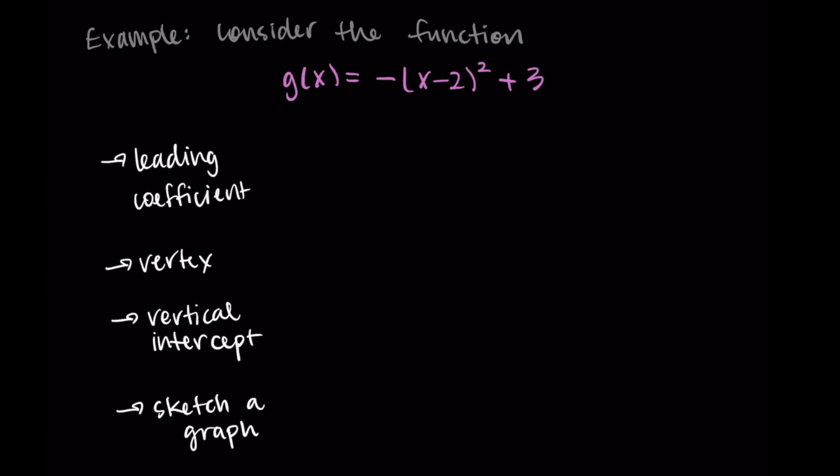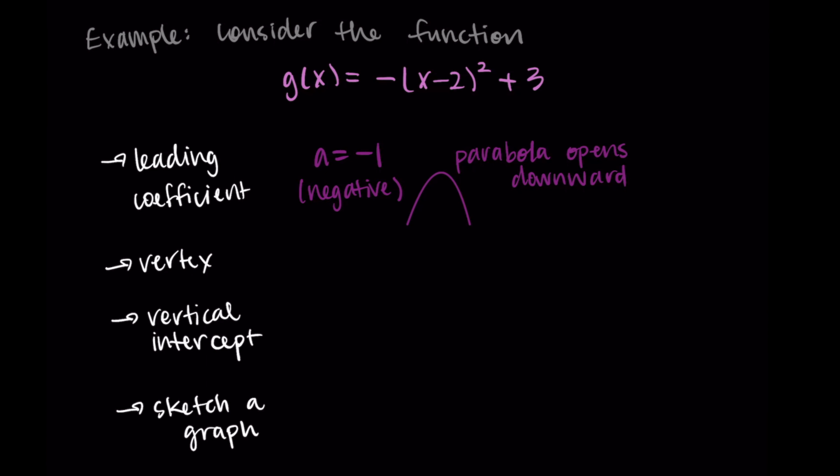This function is written in vertex form, so we have a times x minus h quantity squared plus k. This should help us when we're trying to identify each of these parts. First, our leading coefficient is the a value that's in the front of the function. For us, that's a equals -1. It's written here as just a negative, but there's really a -1. Because our leading coefficient is negative, the graph of our parabola is going to open downward. I comment on this here so that we can keep it in mind when we do the sketching of the graph.